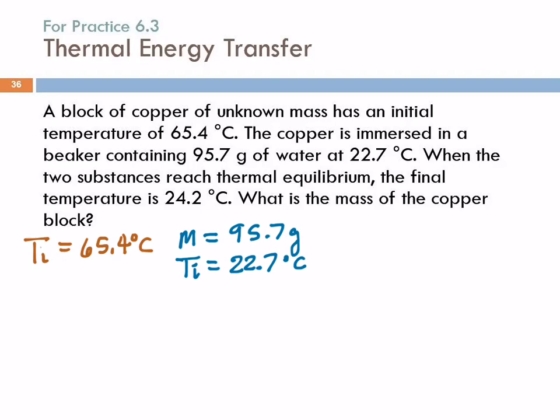Is that the mass of the water or the mass of the copper? Is that the temperature of the water or the temperature of the copper? Both. Very good. They come to the same final temperature. So the final temperature of the water is 24.2 degrees. The final temperature of the copper is also 24.2 degrees. And what we're asked is, what's the mass of the copper?